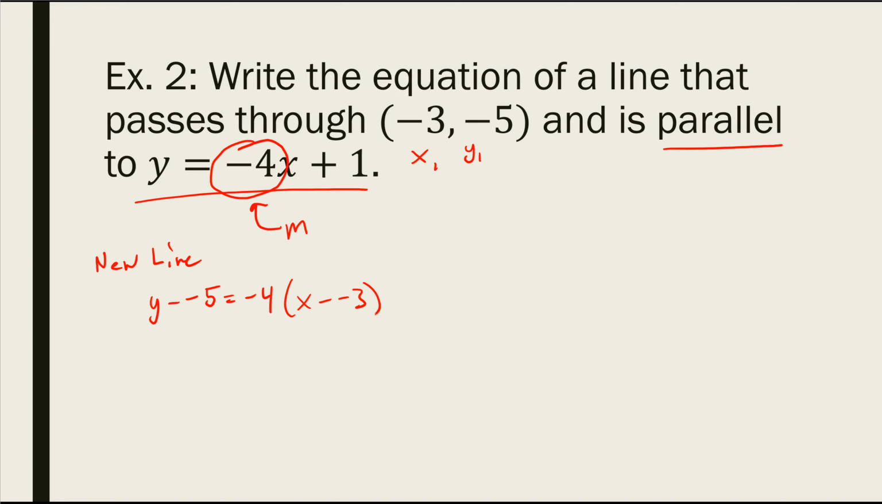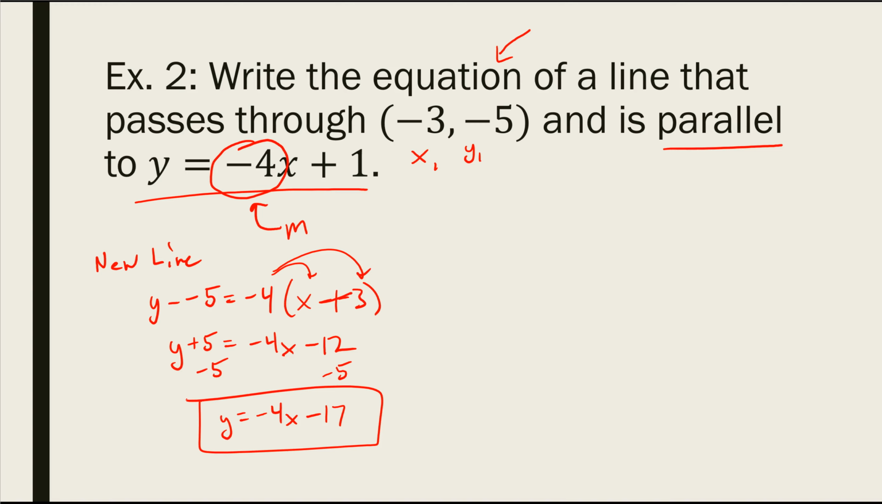Now we have a bit of cleaning up to do here, and since it's just saying write the equation, I do probably want to isolate the y. It just looks nicer, and then you're ready to graph. First of all, let's cancel out some of these double negatives. Y minus -5 is the same as y plus 5. I know that x minus -3 is plus, and let's also distribute the -4 in. So I have -4x minus 12. And my final step would be just subtracting 5 from both sides, so that y equals -4x minus 17.